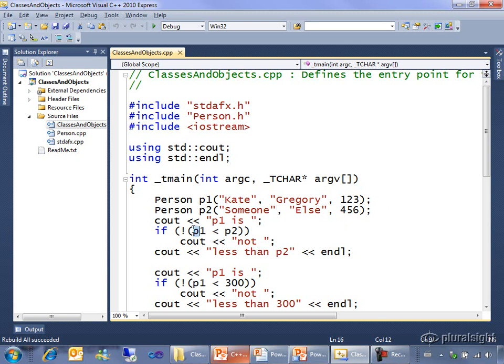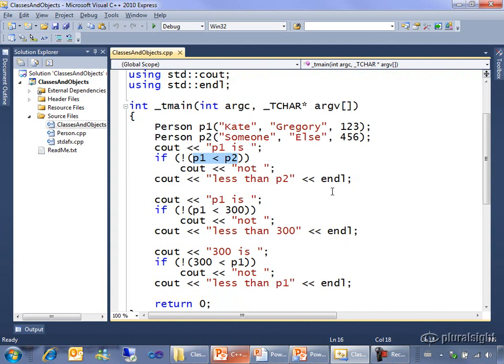And then I'm going to test whether or not P1 is less than P2. And if it's not, I'm going to print out the word not. So this will pump out either P1 is less than P2 or P1 is not less than P2. And if we look at the values, if we're going alphabetically, K is before S in the alphabet. If we're going by numerical value of the arbitrary number, 1, 2, 3 is less than 4, 5, 6. So I'd expect this to print out P1 is less than P2.